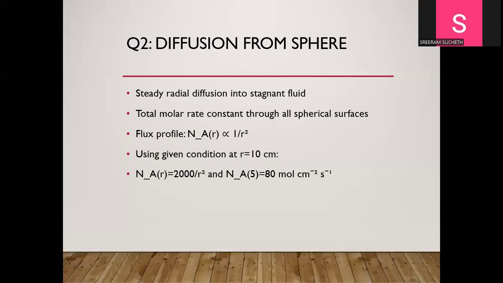This means that as the radius increases, the same flux spreads over a larger area, so flux decreases. By using the condition given in the question as r equal to 10 centimeter, we get the flux equation of N_A as 2000 upon r square, which gives us 80 mole per centimeter square second.